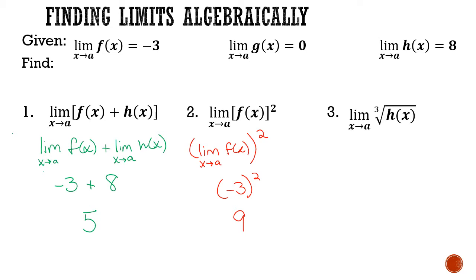And one more example. Number 3, you want the limit of the cube root of h of x as x is approaching a. So I'm going to start by rewriting it because it's the cube root of this whole limit that we're trying to find. So the cube root of the limit as x approaches a of h of x. Look at your given section. The limit of h of x as x approaches a is 8. The cube root of 8 is 2.